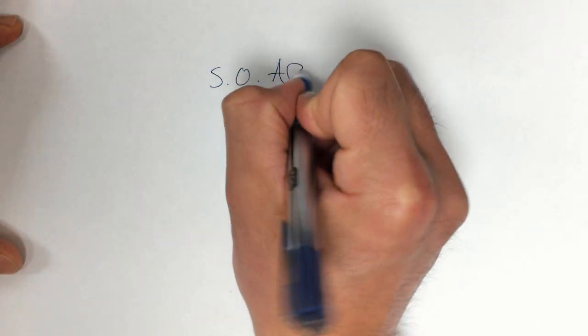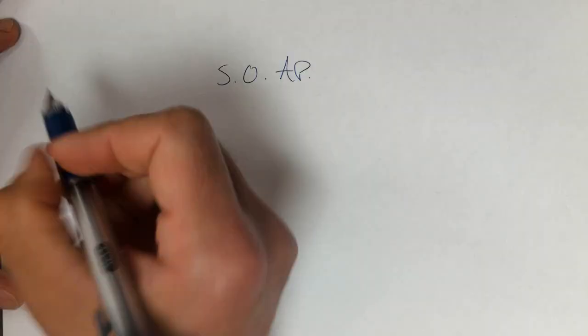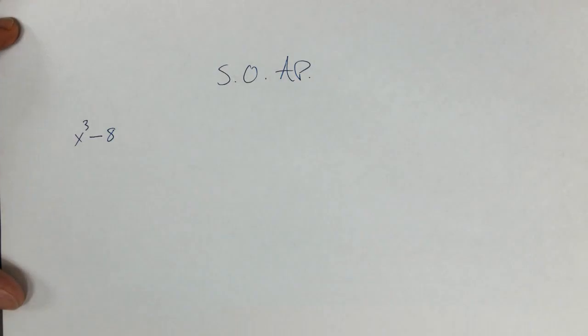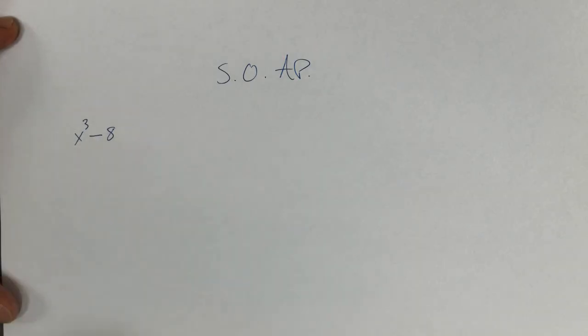So in this scenario, let's do the same thing, but now with subtraction. I didn't write these down for some reason, but the SOAP method, we're going to repeat it for 2 examples, right? The first example will be x cubed minus 8. Feel free to pause it and give this a try, right? Find the cube root of the 2 values.